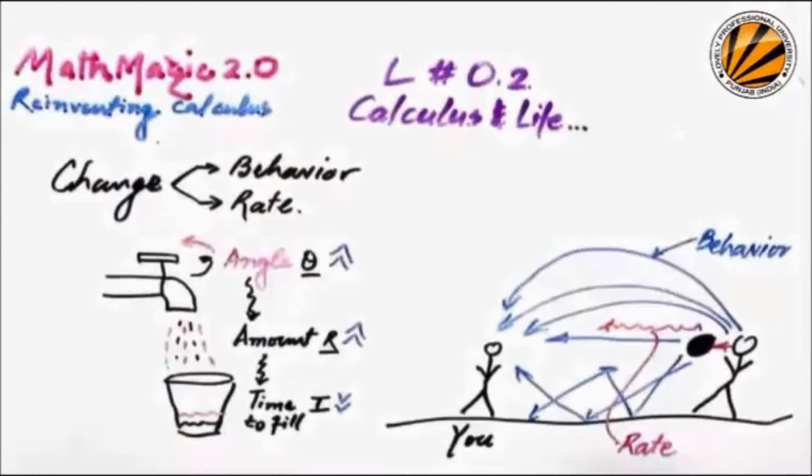So in the previous lecture, we looked at the example of a tap, its angle, the amount of water which was coming out, and the time to fill. We even talked about your friend throwing a ball to you, and what the basic logic is. If you want to catch it rightly, you need to follow the behavior and the rate both.